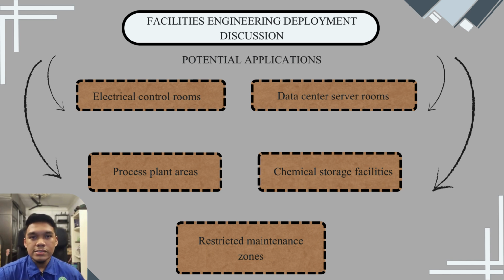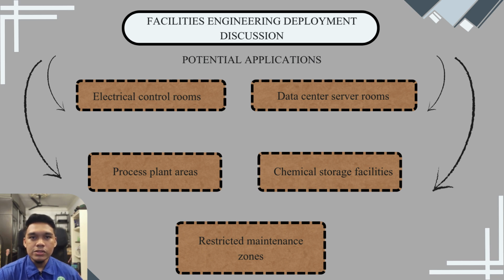Next, I will discuss the potential deployment of the proposed face recognition system in facilities engineering applications. The proposed Swin transformer-based recognition system can be implemented in several restricted areas where secure access control is essential. One potential application is in electrical control rooms, where only authorized personnel should be allowed to access sensitive equipment and control systems. Another application is in data center server rooms, where the protection of critical information technology infrastructure is extremely important. Biometric authentication can help prevent unauthorized access and enhance overall security.